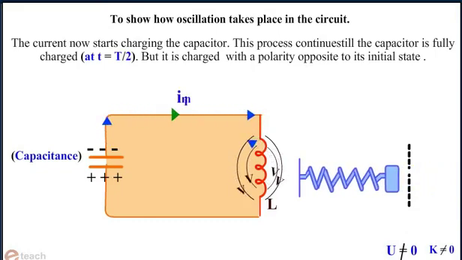The current now starts charging the capacitor, as shown in the figure. This process continues till the capacitor is fully charged, that is, at t equals T by 2. But note that it is charged with a polarity opposite to its initial state.